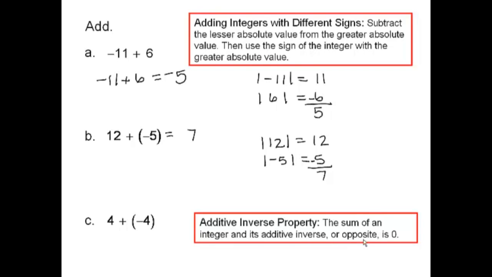So the opposite is two numbers that are the same distance from 0 but on opposite sides of 0. So 4 and negative 4 are both the same distance from 0, but they're on opposite sides of 0. So you can imagine a number line. Since the property says that if it's an integer and its additive inverse or opposite, then the sum is 0. So we can say that 4 plus negative 4 is equal to 0.